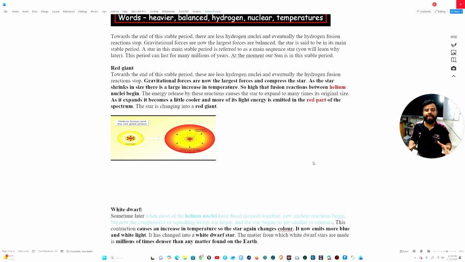The energy released by this reaction causes the star to expand to many times its original size. As it expands, it becomes a little cooler and more of its light energy is emitted in the red part of the electromagnetic spectrum. The star is changing into a red giant. This is called a red giant.